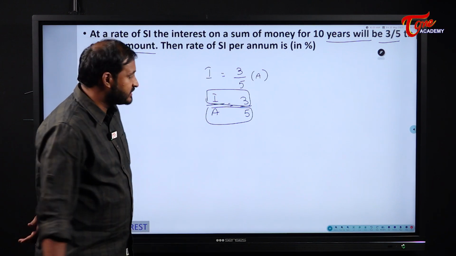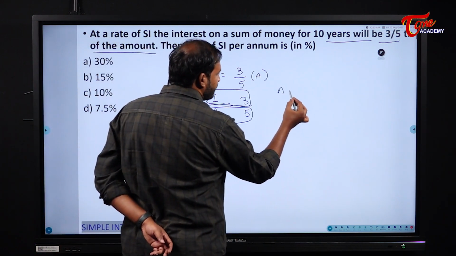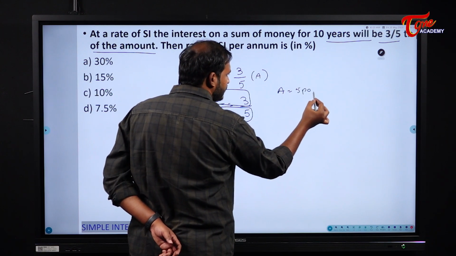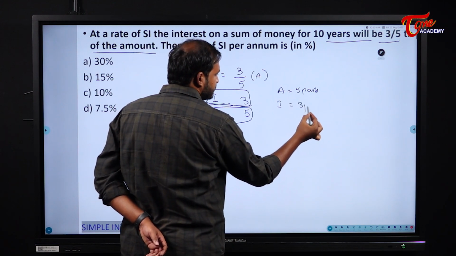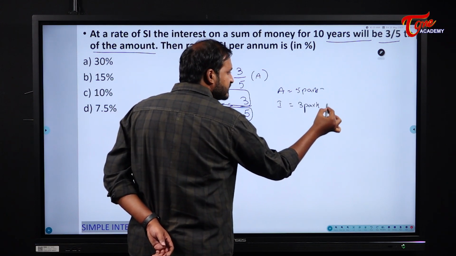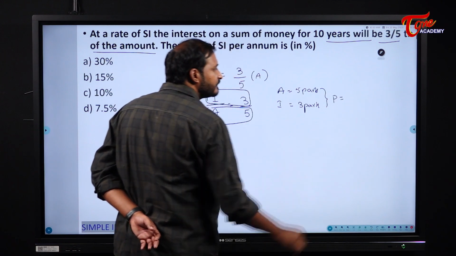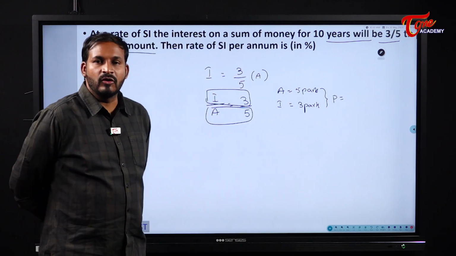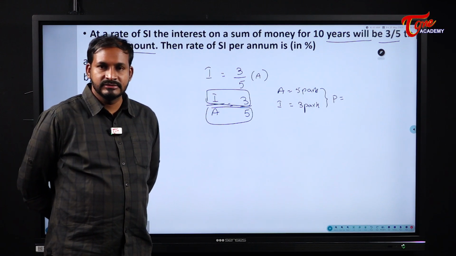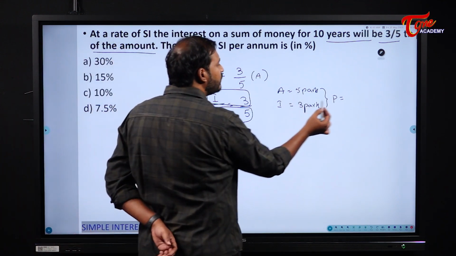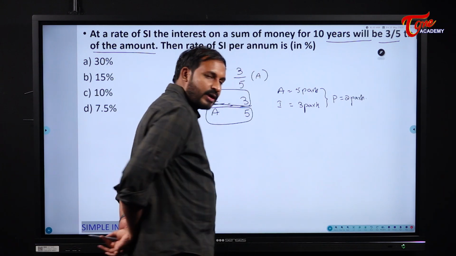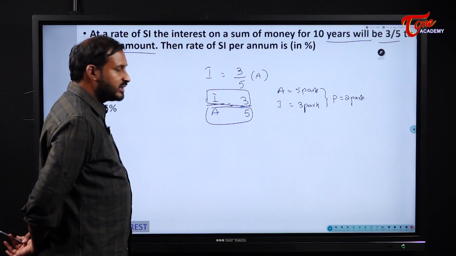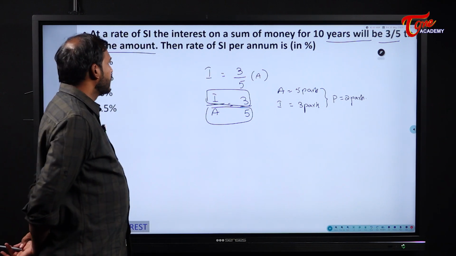Principal will be how many parts? See, amount is 5 parts, whatever it may be. Interest is 3 parts. Now from these two things, tell me what will be the principal? Principal will be how much? 2 parts, right? Why? Because amount is equal to principal plus interest. So principal is 2 parts. Okay, good, superb. Understood that logic? Okay, now next.